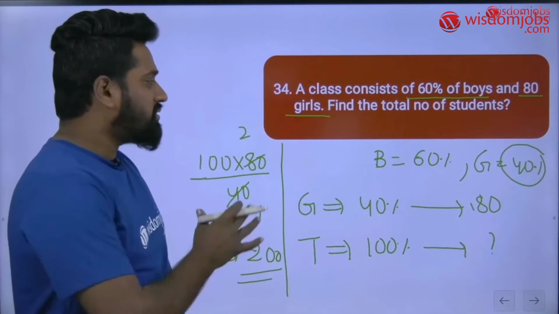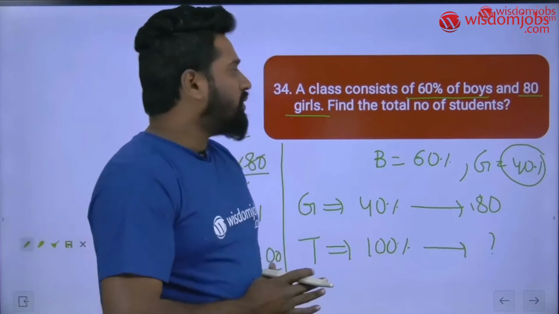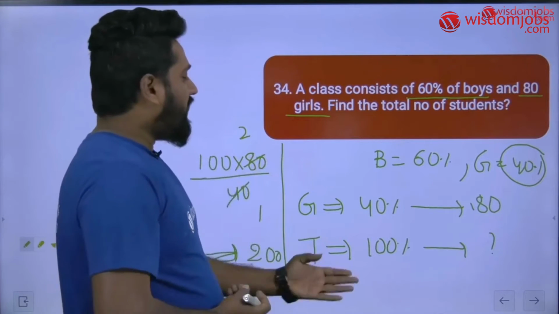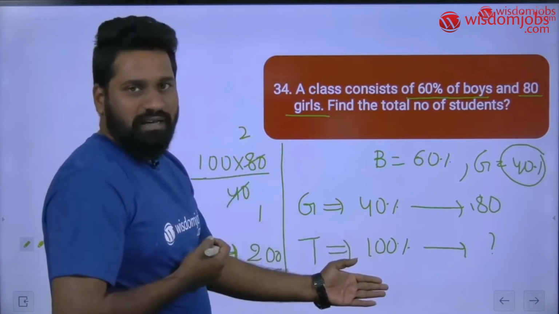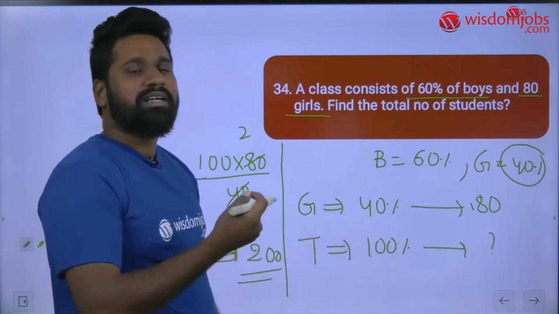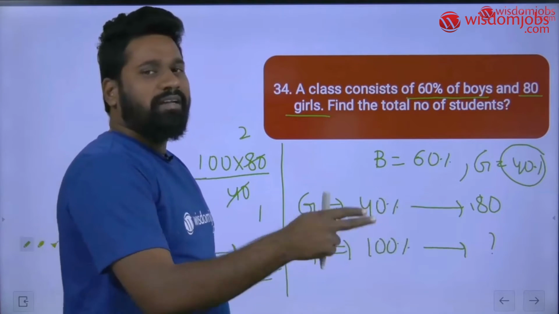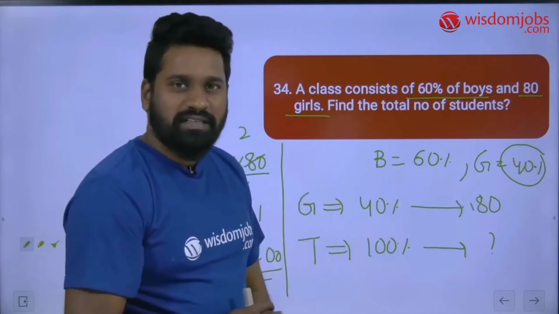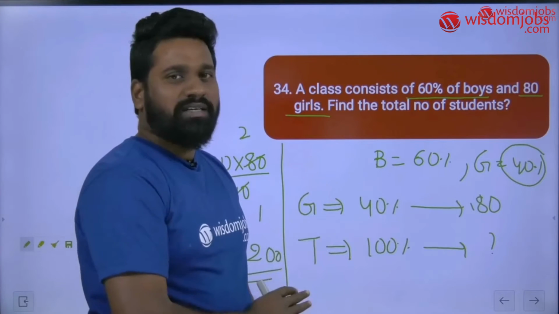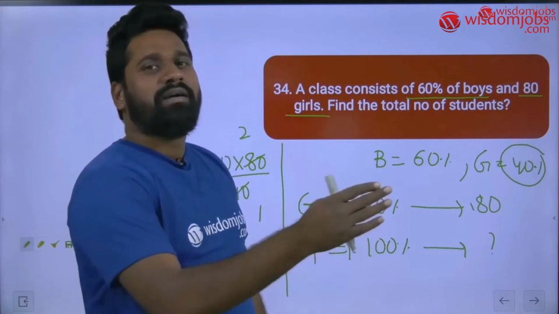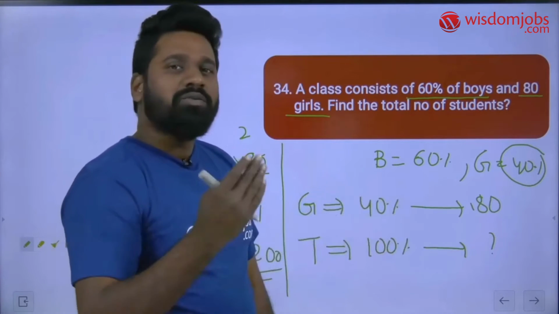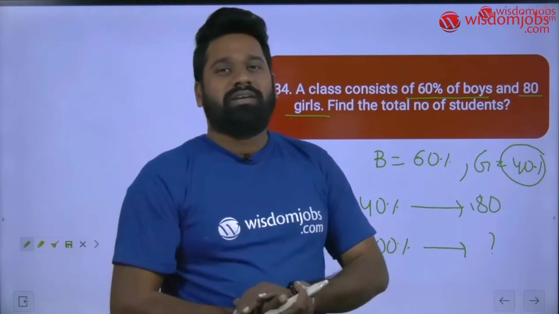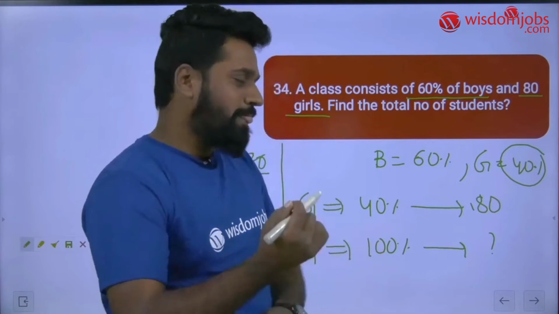Is it clear? So this is a very simple question, right? Instead of asking the boys, it is asking total strength. Here again no need to find the 60% value. If you find the 60% value, you will get the number of boys. Again you should add those two. Number of boys plus number of girls indicates the total strength of the class. Right? So that is one method. In that method again you have to find the number of boys. That is an extra step. So instead of finding the number of boys, directly you can find the total number of students. Right?